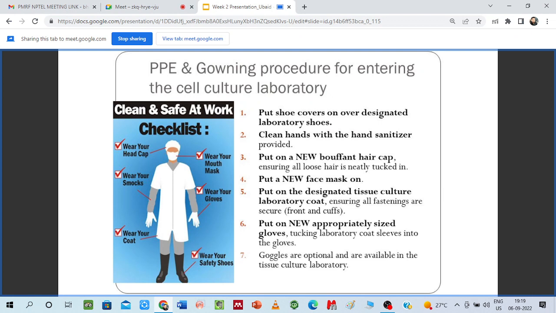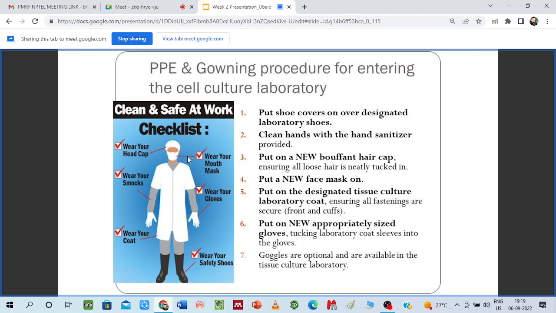So in this slide, I have shown some personal protective equipment, as we are talking about entering the cell culture lab. What are some PPEs, personal protective equipments, that one should wear before going to or working in the cell culture lab? Because we have to ensure the cleanness of the cell culture lab. Also, we have to ensure the safety of our cells as we are working with the cells.